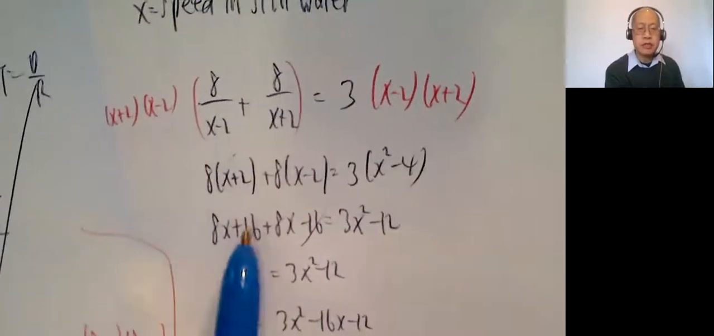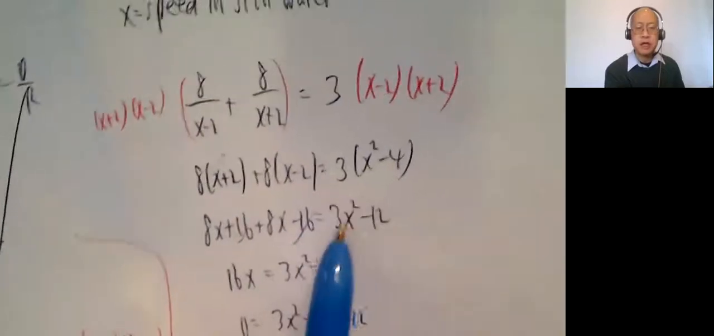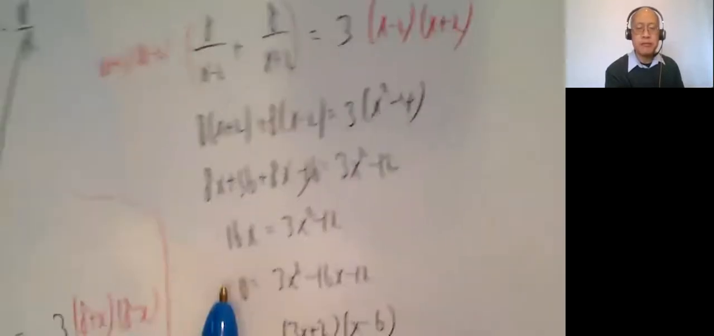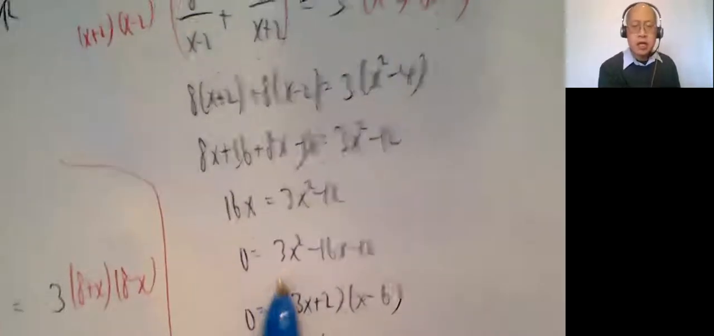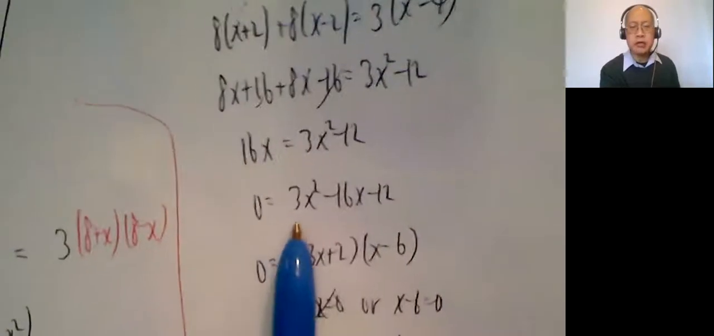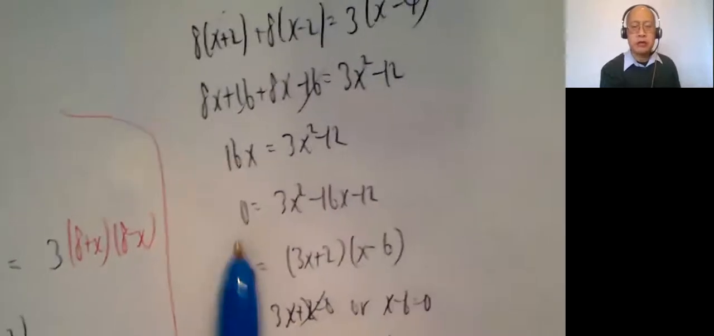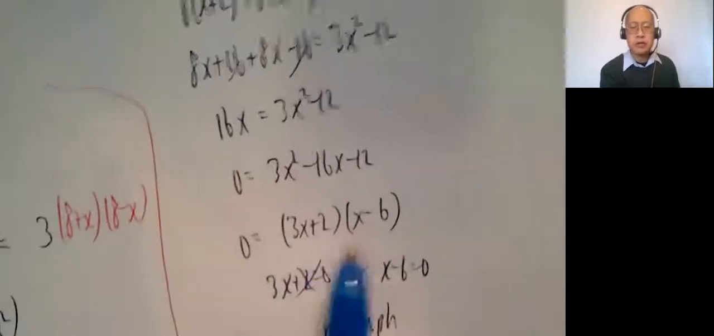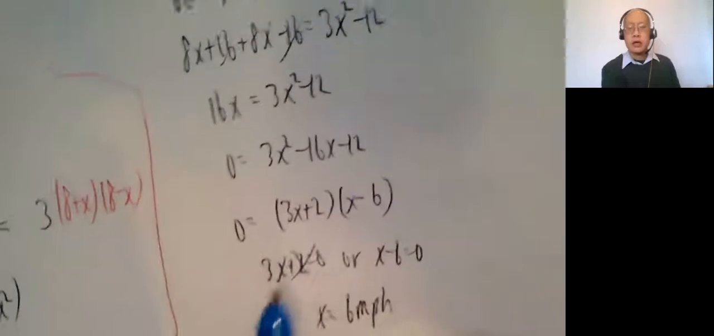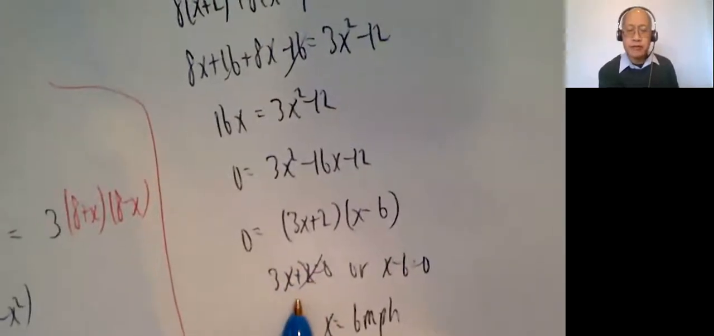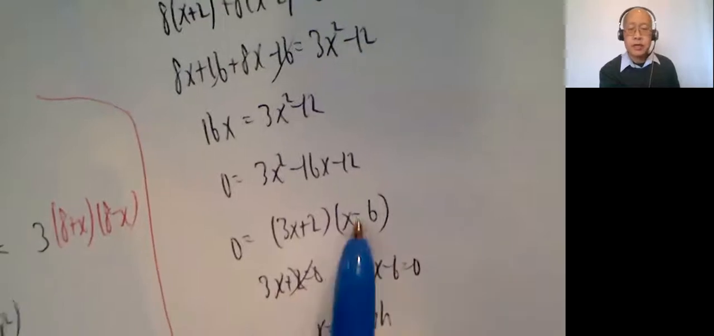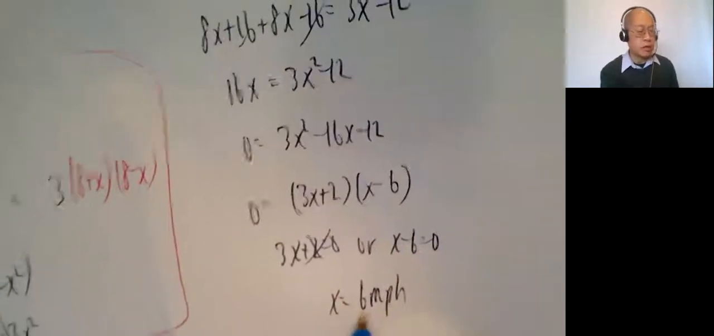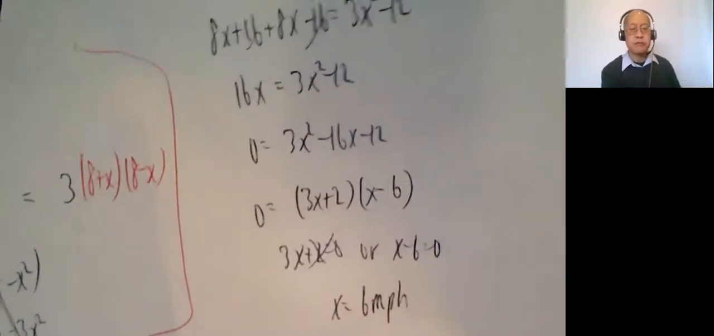Clean this up, 8x plus 16 plus 8x minus 16, 3x squared minus 12. 16's cancel out. 16x equals 3x squared minus 12. Subtract 16x on both sides. 3x squared minus 16x minus 12 equals 0. Factor into 3x plus 2, x minus 6. This is not possible. You get a negative number. This kind of word problem, you don't want any negative for speed. This one will give me x equals 6 miles an hour. So the final answer is 6 miles an hour.